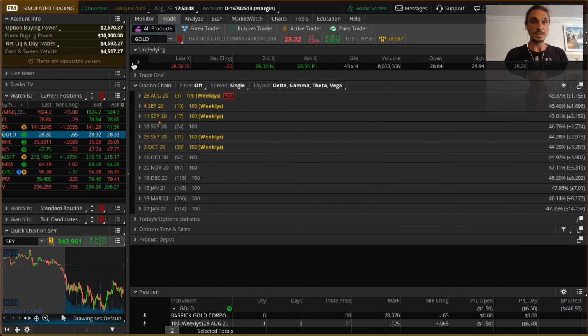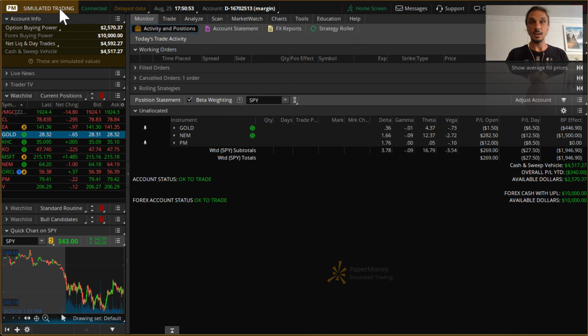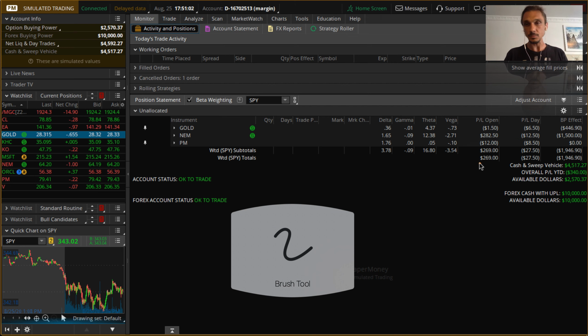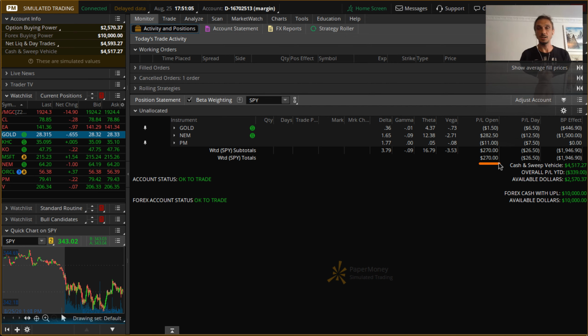So here we go. This is our simulated trading account for our 5K account. That's a margin account. As you see, it's not 5K anymore, it's much less, but we're doing quite well. Our P/L open is around $270 right now, and it comes only from the Newmont Mining position, which also has really nice theta. So we're making $16 per day with just those three positions. We have positions in gold, NEM, and PM.